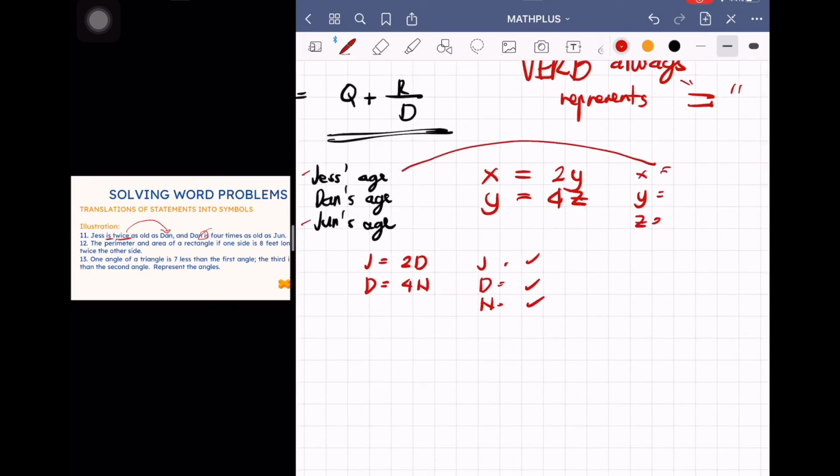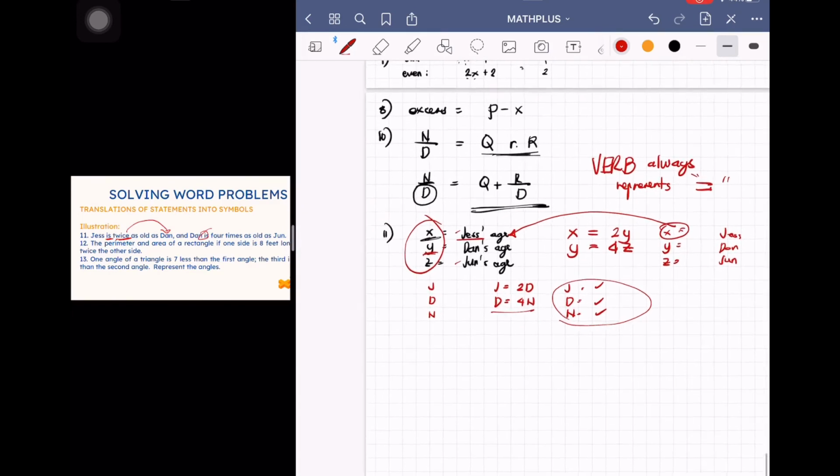Tapos pupunta ka pa dun sa unahan ng solution mo kung saan ka nag-represent, diba? Nag-let. Hahanapin mo pa. Sino nga si X? Si X ay si Jess. Si Y ay si Dan. Si Z ay si June. Babalik ka pa. Instead of using the first letters of the names, pag nakuha mo yung sagot mo, automatic yun na agad. Kung J, edi si Jess yun. Kung D, si Dan yun. Yung N, si June yun. So, it's easier that way. Okay? Number 12.